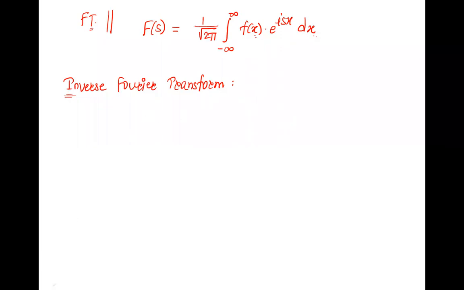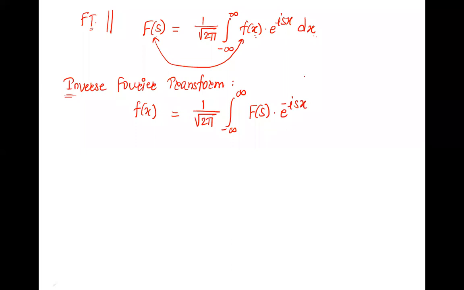As we are converting it back, here we'll get f of X, and it is defined as 1 upon root 2 pi, integration from minus infinity to infinity, and the roles will reverse. So here is f of S, e raised to minus isx. For the transform it is plus, and for the inverse transform it is minus.